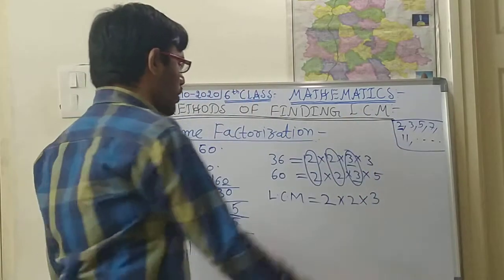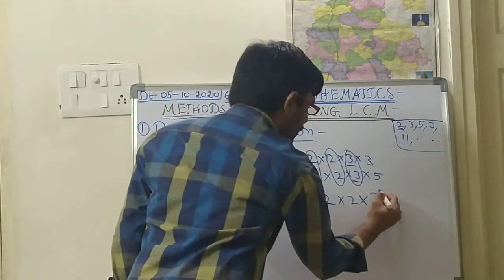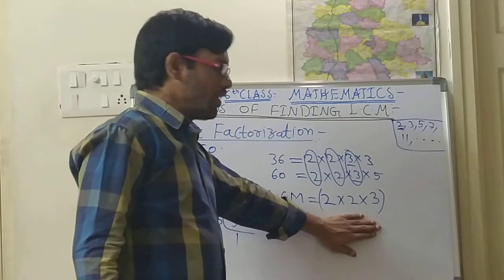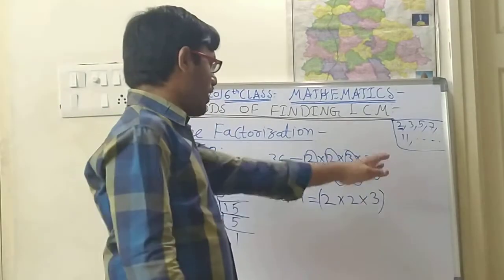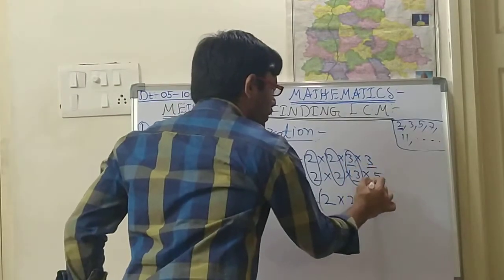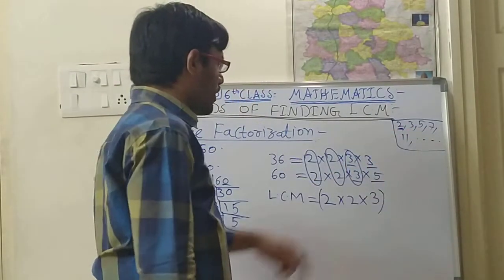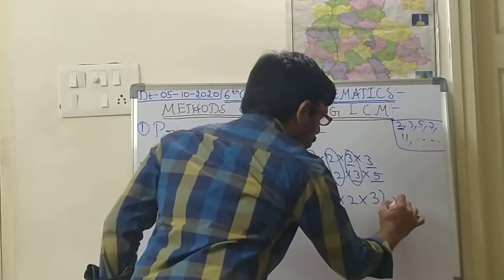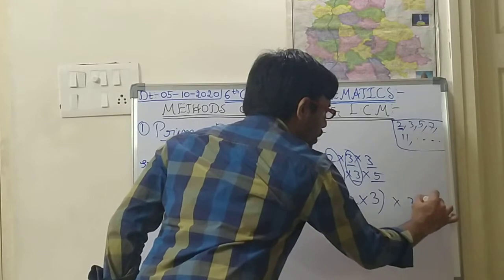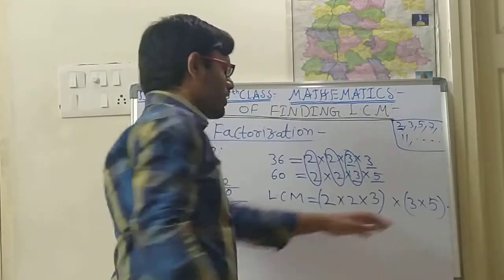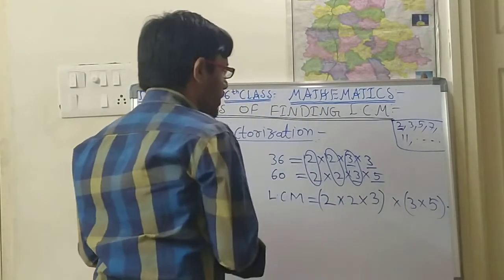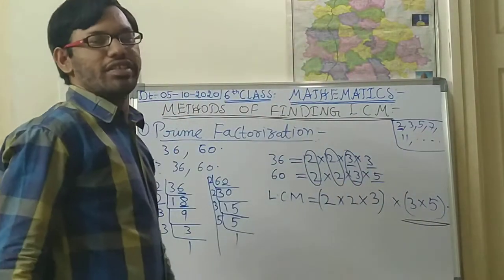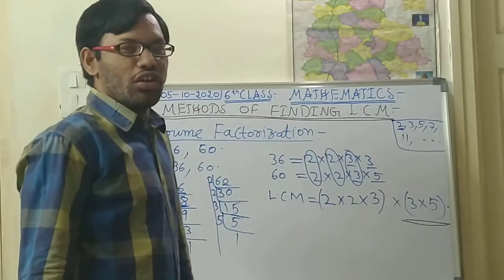After writing this, this is one set. You should take the common pairs in one set, and still there are some remaining numbers. 3 is there, 5 is there. These two numbers you should also take. So this is the extra thing you get in finding LCM. I think you have identified, you have understood.